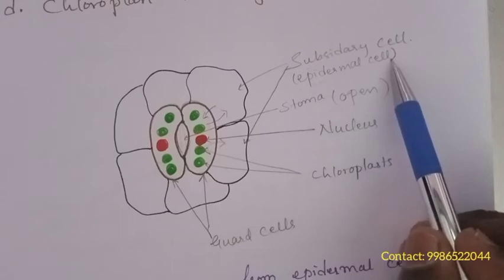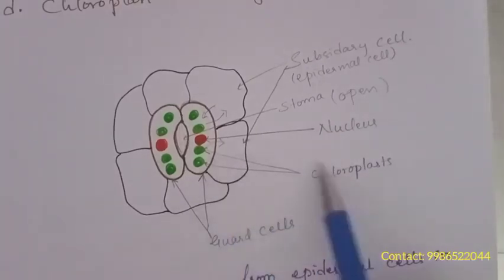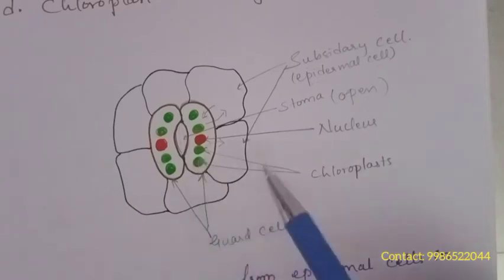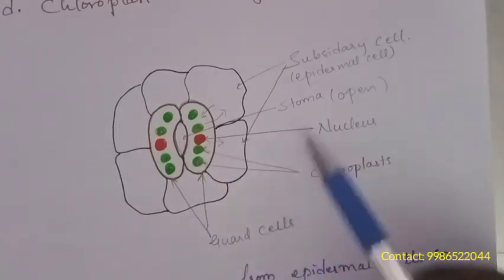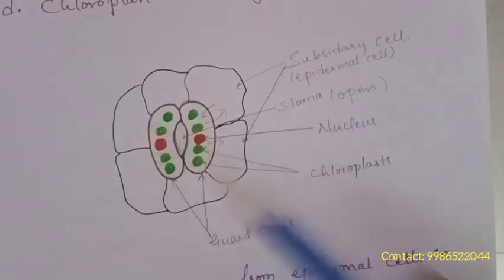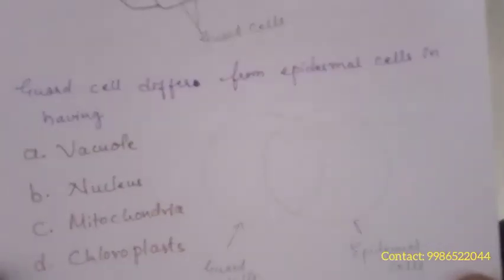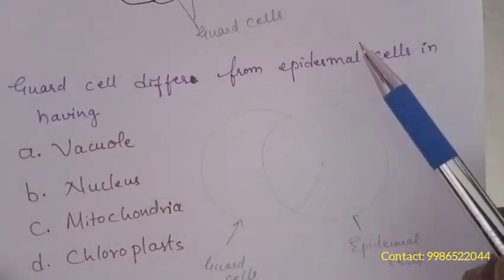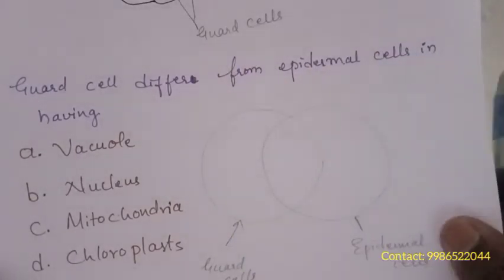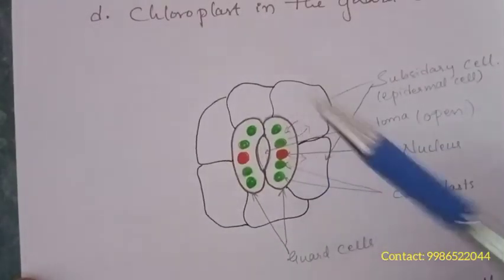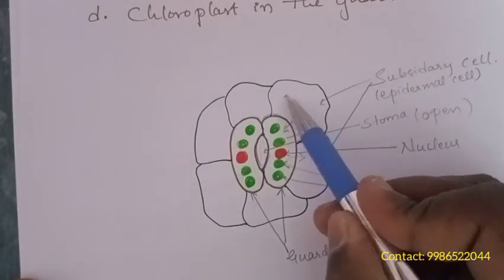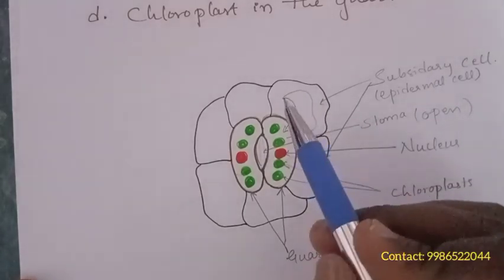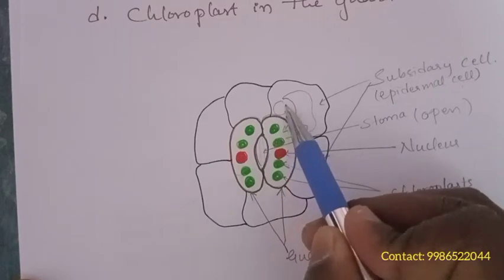Subsidiary cell is also known as epidermal cell, and this is the guard cell. So the question asked here is: what is the difference between guard cell and the subsidiary cell in having their organelles? Which of the following organelles is not present in the epidermal cell but is present in the guard cell? If a cell is living, it must have the vacuole. It must have the vacuole and it must possess a nucleus.